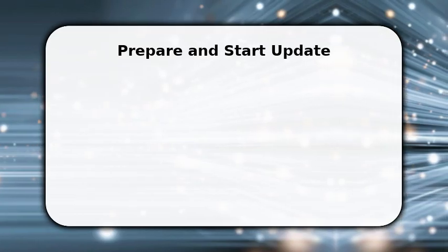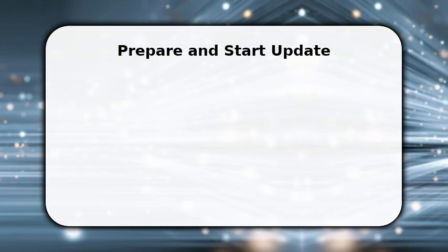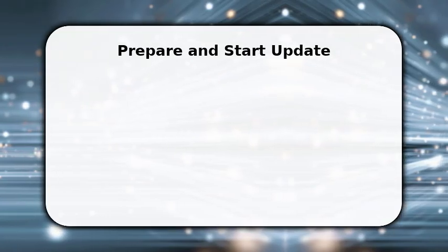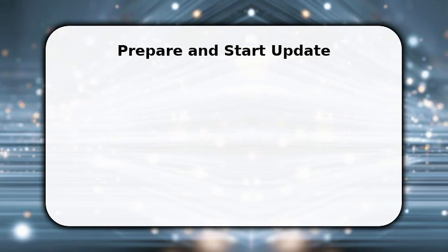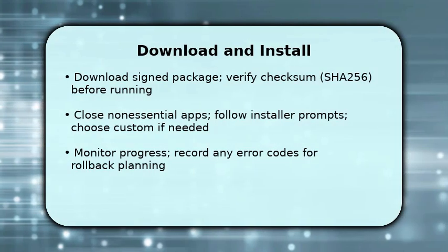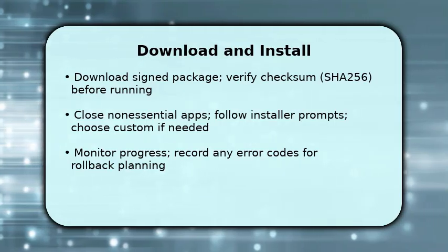Then open the official updater or download the signed package. Starting immediately prevents partial changes. Make sure to read the brief release notes to prioritize critical fixes. You should download the signed installer and verify the checksum, SHA-256, to ensure integrity, because corrupted files cause failures.